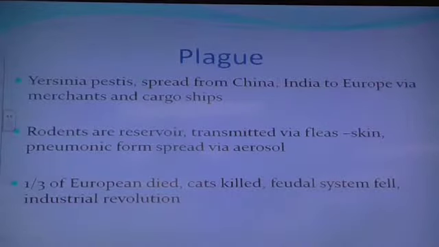The reservoir for the disease is what? Rodents, primarily what? Rats and mice. And they're transmitted via what? Fleas. Fleas become infected, they bite humans, and they develop the bubonic plague, right? The pneumonic form is spread by what? Aerosol, okay? And then there was also a generalized form, right? We also said that a third of everybody in Europe died as a result of this disease.